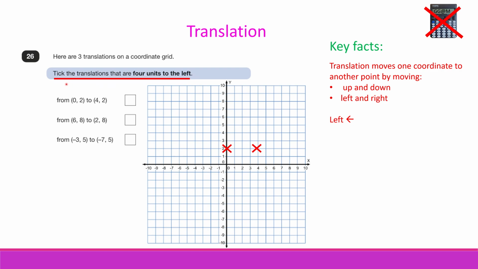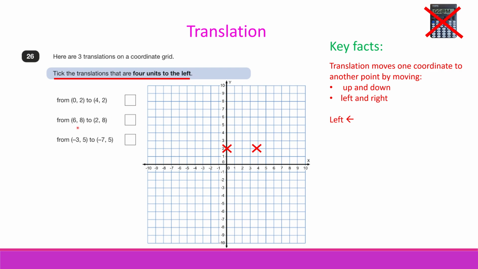And we've got to tick whether it is a translation of 4 units to the left. So I started off with this one here, and I went 1, 2, 3, 4 across. It has translated by 4 units in the x-axis, but we started at this point here and moved right 4 spaces. We didn't move left 4 spaces. So the first one we leave blank. It wasn't the first one.